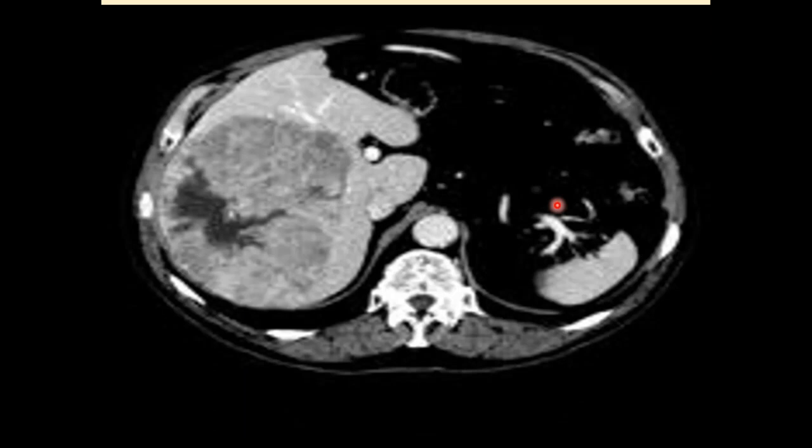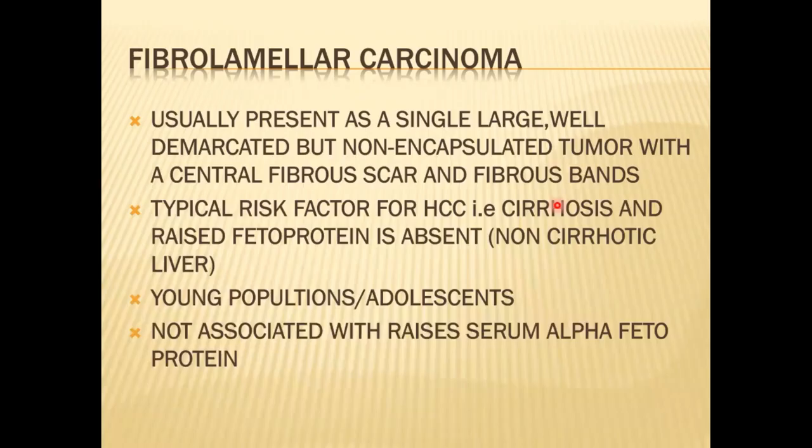This is another malignant lesion of the liver, which shows central scarring. Yes, this is fibrolamellar carcinoma. These usually present as a single large, well-demarcated but non-encapsulated tumor with a central fibrous scar and fibrous bands. The typical risk factors for HCC, like cirrhosis and raised alpha-fetoprotein levels, are absent in fibrolamellar carcinoma.